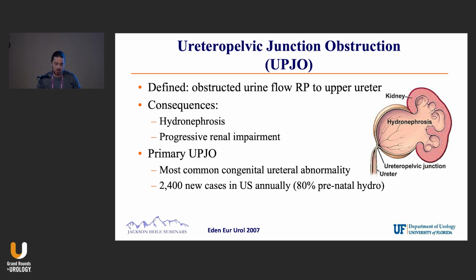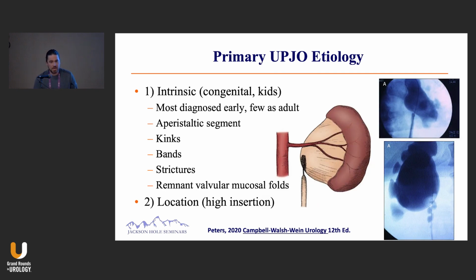And now with prenatal ultrasonography, most of these are diagnosed even before birth. So the way primary UPJ obstruction is considered etiology-wise, there are 4 different etiologies, and I'll go over those with you. The first is called intrinsic, and I think that's the one that makes the most sense to us. So this is congenital.